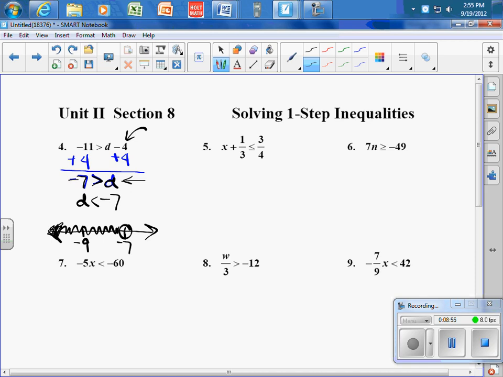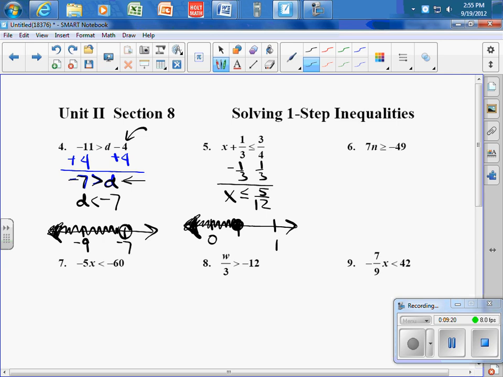In number 5, subtract 1/3 from both sides. X is less than or equal to 5/12. If 0 is here and 1 is here, 5/12 would be, well, not quite halfway. It'll be a filled in circle at 5/12, and we're going to be shading to the left.